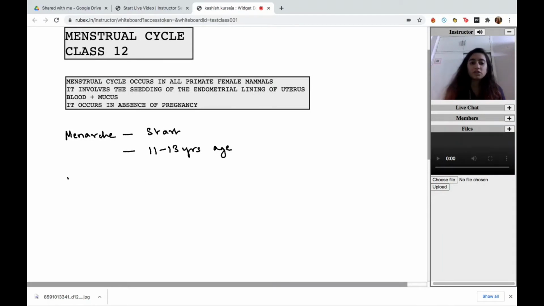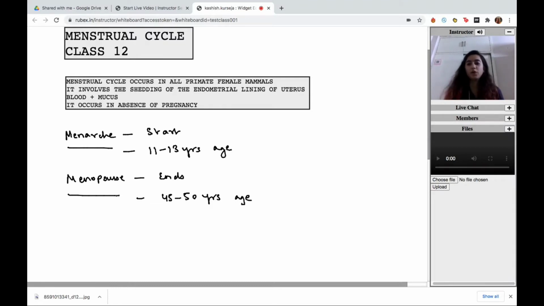The ending of the menstrual cycle is known as menopause. That is when it stops occurring, when it ends. And when does it end? That also varies in different females, but it varies from 45 to 50 years of age. Start, which is known as menarche, and end, which is known as menopause.